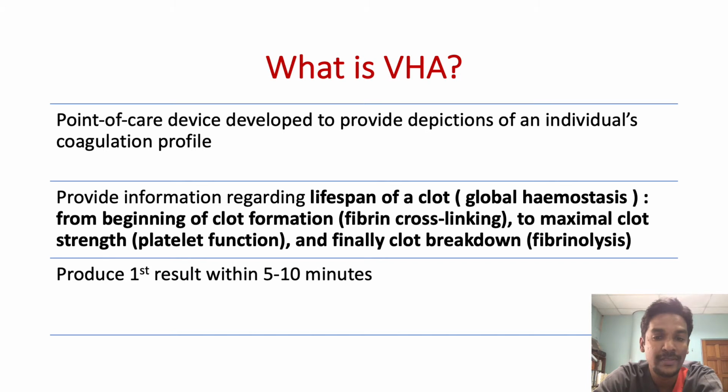It produces the first result, which can be used to guide transfusion, in just 5 to 10 minutes. VHA devices are mainly used in 3 main settings, which are cardiac surgery, liver transplantation, and of course, in a bleeding trauma patient. However, bear in mind that we should always use this device along with the clinical situation or picture to guide our patient management.